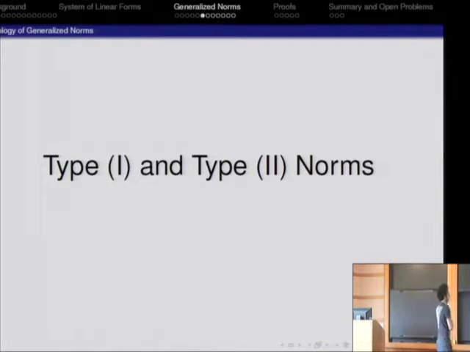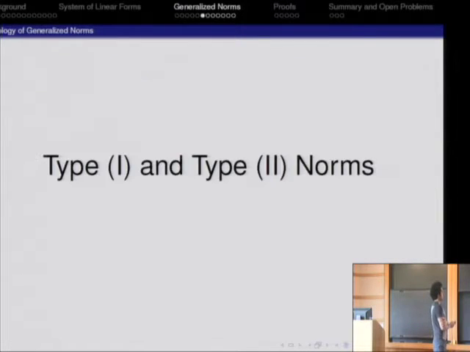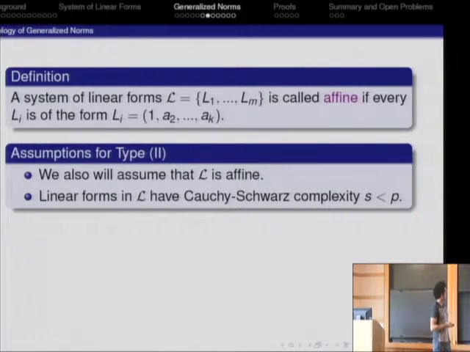So now we can focus on the main results of the talk. We will look at type 1 and type 2 norms and see what type of topology they provide. For the study of the type 2 norms, we have to make some extra assumptions. This is still a working project, so we hope to get rid of some of these assumptions. We will assume that the system of linear forms is affine, which basically means the first entry in all of our linear forms is going to be 1. This is a natural assumption because most of the time we are interested in such averages, such as Gowers norms, or when we are looking at the density of arithmetic progressions. We want to look at the average from a base point x. So these are the assumptions that we make.